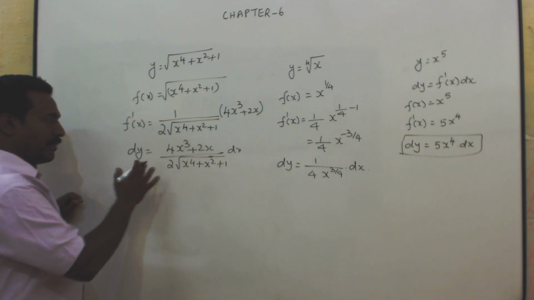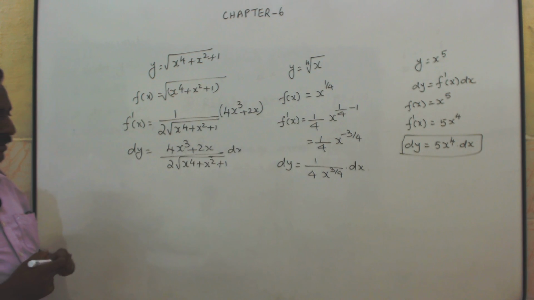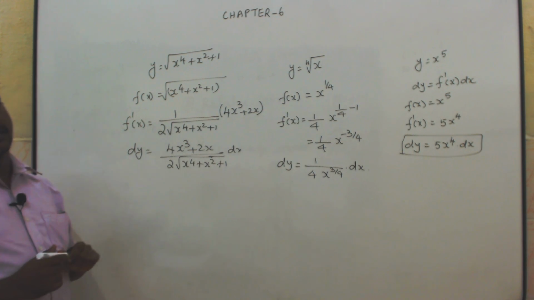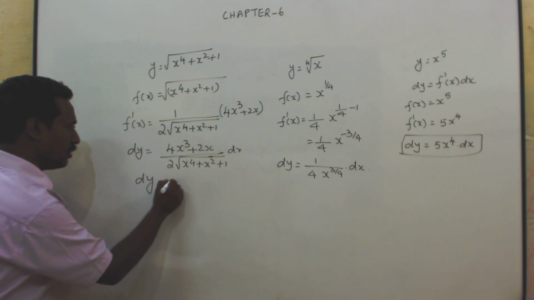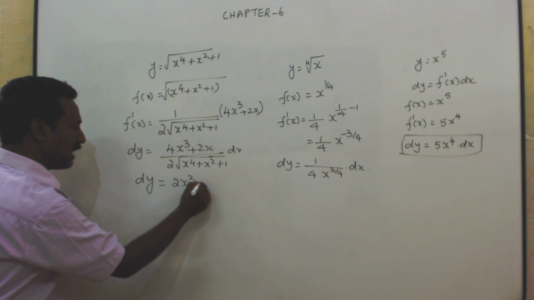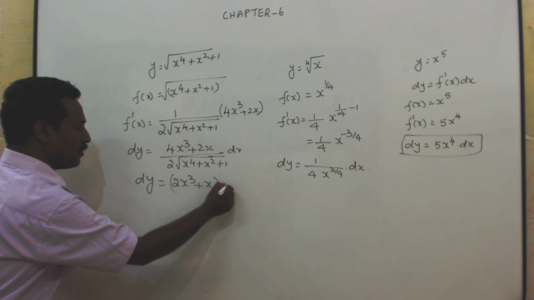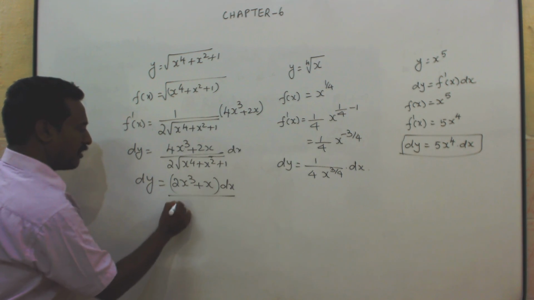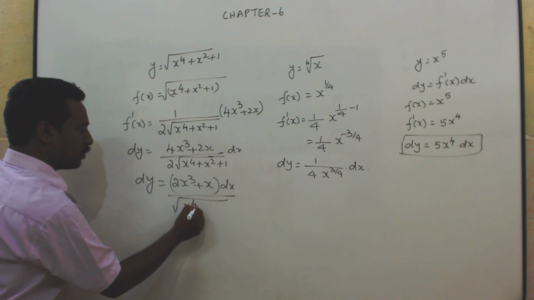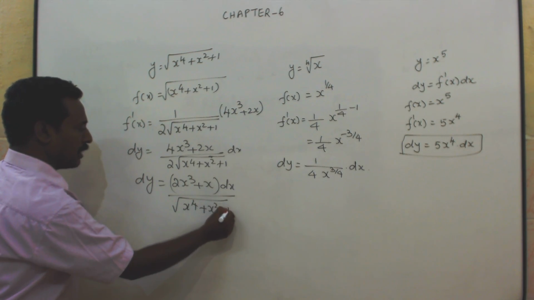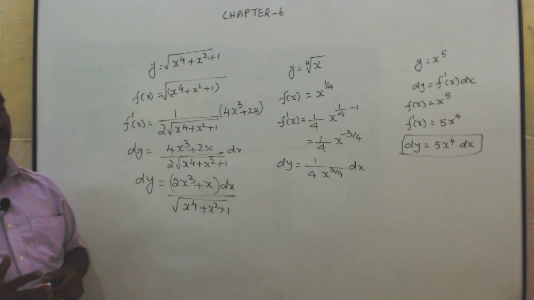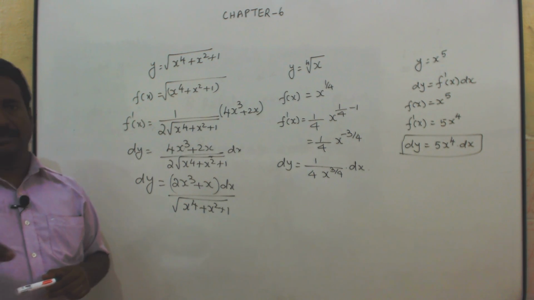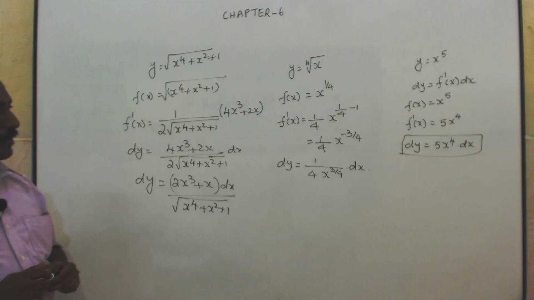In numerator and denominator 2 is common, that is why we can cancel 2. Therefore, dy equal to 2x cube plus x into dx divided by root of x power 4 plus x square plus 1. Same way, you can solve the remaining problems in this question number 1.